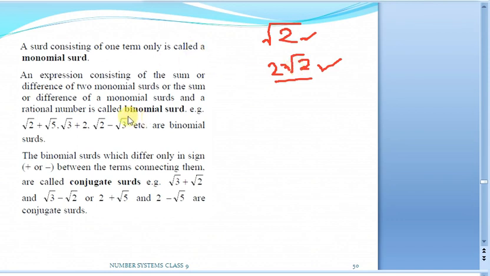Now what about a binomial surd? Binomial means what? Bi means 2, nomial means terms. 2 terms in a surd. So see here, root 5 plus root 2, 2 terms are there. Root 3 plus 2, 2 terms are there. Root 3, 2 minus root 3, it is also a binomial. So why? Because see here, this entire thing will be irrational.